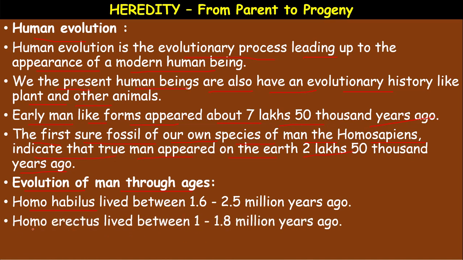The next is Homo erectus, who lived between 1 to 1.8 million years ago. Homo erectus, the erect man or Java man, lived 1.5 million years ago, in the mid Pleistocene period. The cranial capacity was 800 to 1100 cubic centimeters. They were omnivorous, eating plants and animals. Their height was also 1.5 to 1.8 meters.